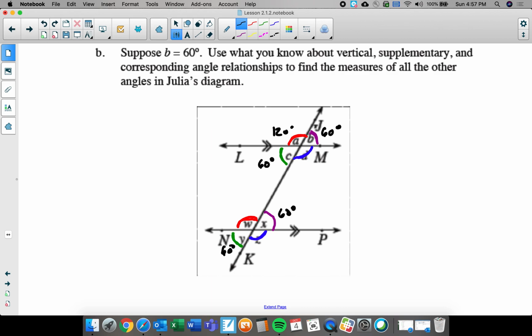Which also means angle D is 120, either because of supplementary angles or because it's vertical with angle A. And now if we do a couple of translations, that's got to be 120. That one's got to be 120. Okay, so that's what we're taking a look at. Adding in some corresponding angles is the idea.